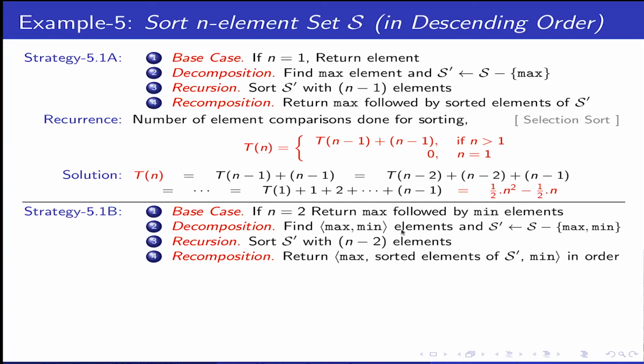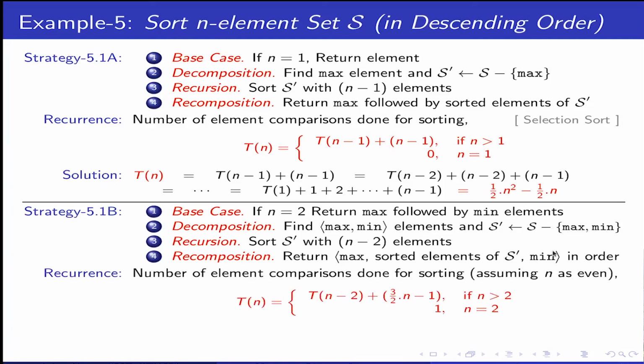Calculate the max and min, compute the rest n-2 set, and sort it. Finally, when you return, max followed by that set's elements, followed by min, is your answer. So n-2 is the recursive call, and this is to find the max and min, that is the decomposition step. And 1 if n is 2, because you need 1 comparison for 2 elements to find the max and min and return one after another.